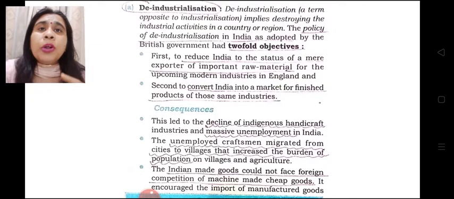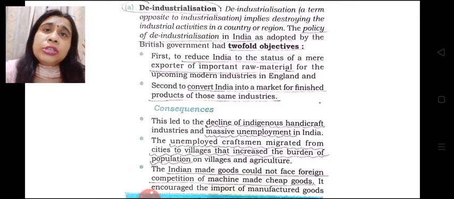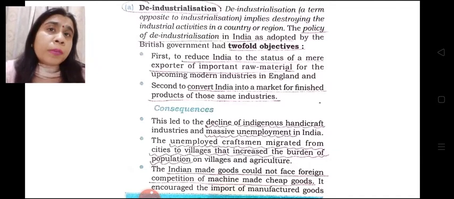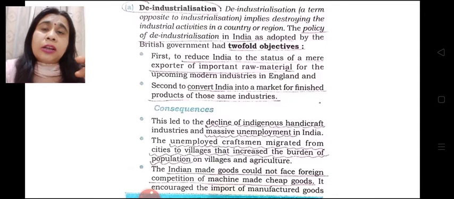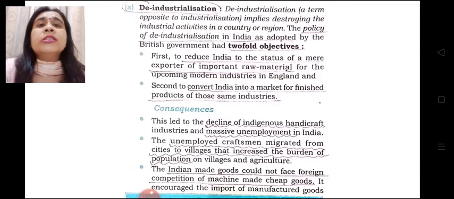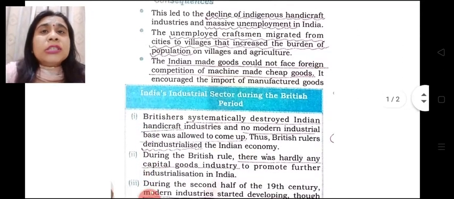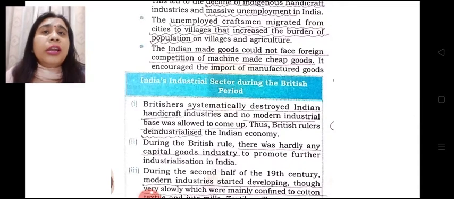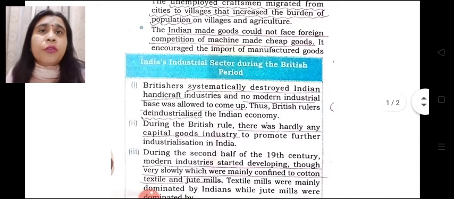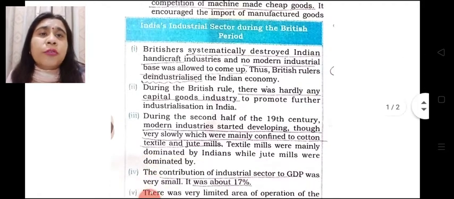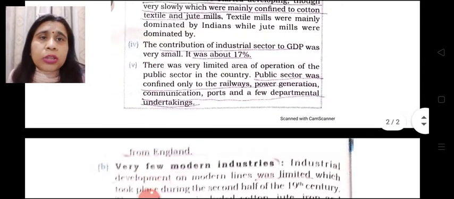Moreover, unemployed craftsmen, due to the decay of the handicraft industry, shifted from cities to villages, and the villages were now overburdened. These craftsmen engaged themselves in the agriculture sector, which led to an overburden on the agriculture sector also. So this deindustrialization led to the decline of our secondary sector. This led to the poor condition of our economy. Let's focus on other points.